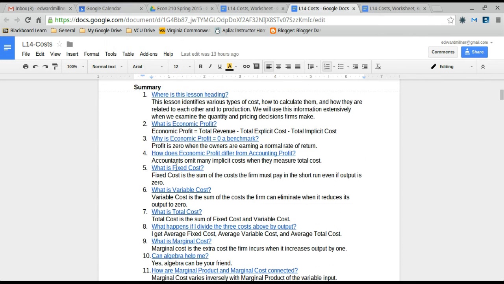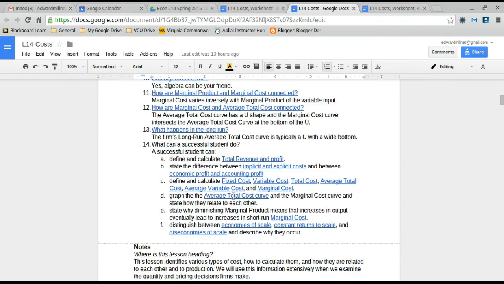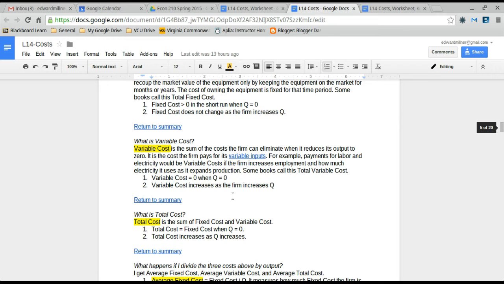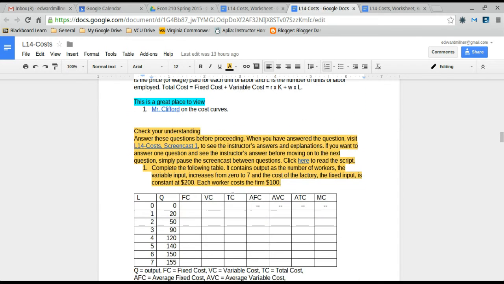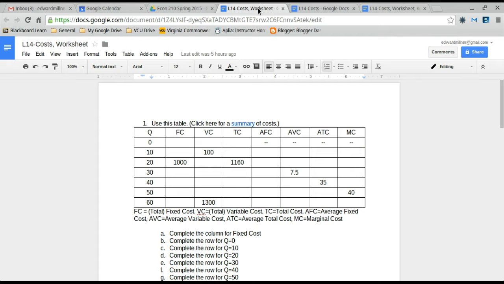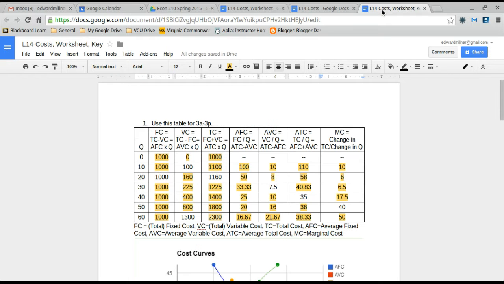The summary questions that are particularly important are the ones dealing with cost: fixed cost, variable cost, total cost, the three average costs, and marginal cost. Also, if you scroll down, you'll find the check your understanding questions. Of particular interest is the L14-Cost screencast 1. There's a table that looks a lot like the one we're getting ready to do. I walked through it once with you, but we're going to do it again this time. After you've done the preparation, work on the worksheet and then click on the key, which is buried at the bottom of that worksheet. Here's the key.